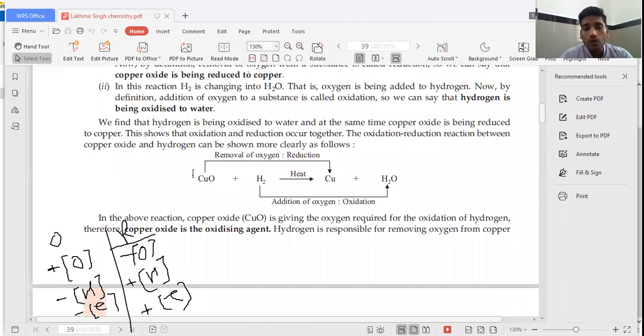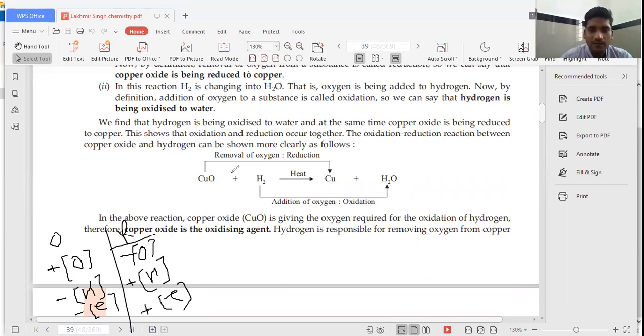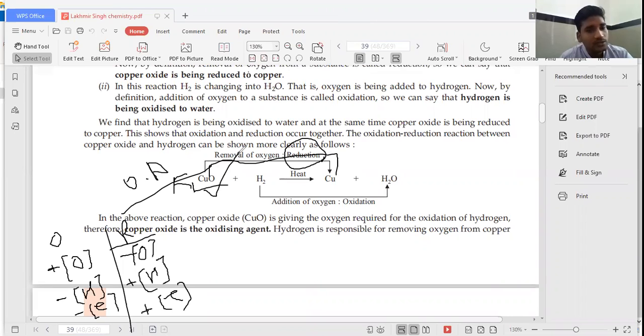See, CuO is going to be converted into Cu. What is happening here? Removal of oxygen from CuO, right? So removal of oxygen means reduction. It means copper oxide is undergoing reduction to form copper. Clear? And the substance which is undergoing reduction is called oxidizing agent. It means copper oxide is oxidizing agent here. Substance reduced, copper oxide. Oxidizing agent, copper oxide.